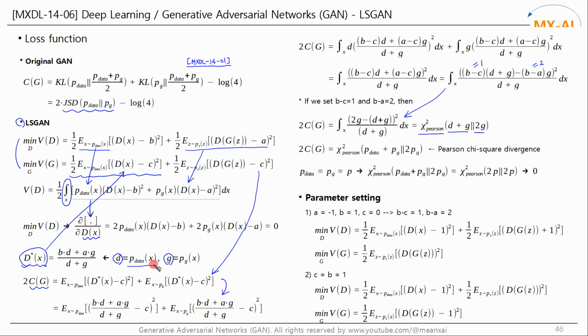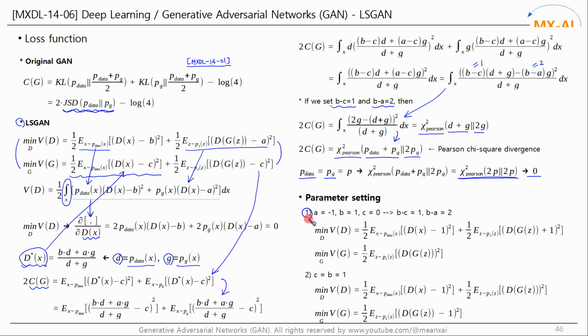Since p_d is p_data and p_g is p_G, this equation can be written as follows. Thus, minimizing these equations yields minimizing the Pearson chi-square divergence between p_data plus p_G and 2p_G, if a, b, and c satisfy the conditions that b minus c is 1 and b minus a is 2. If p_data and p_G are equal, the chi-square divergence is 0. We can see that the regular GAN minimizes JSD, while the LSGAN minimizes chi-square divergence.